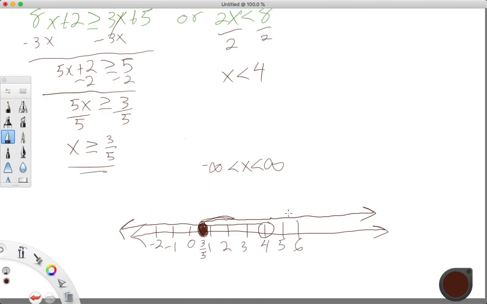So you notice that my arrow keeps going even though I have another stop right here. And that's because it's either this, it'll be any of these numbers, or it will be any of these numbers. So this doesn't stop the arrow from going, and this doesn't stop the arrow from going. It goes past that. Hopefully that makes sense.